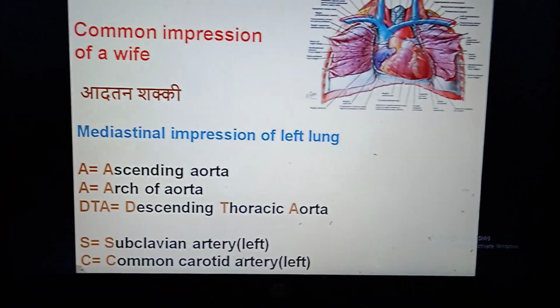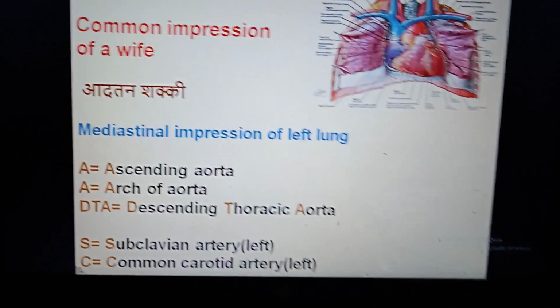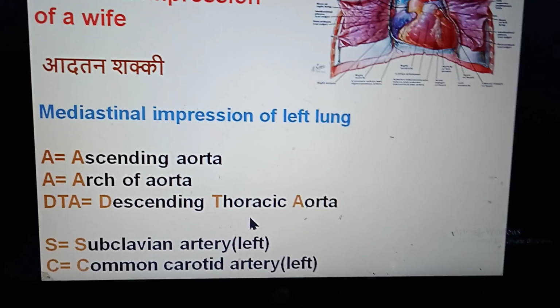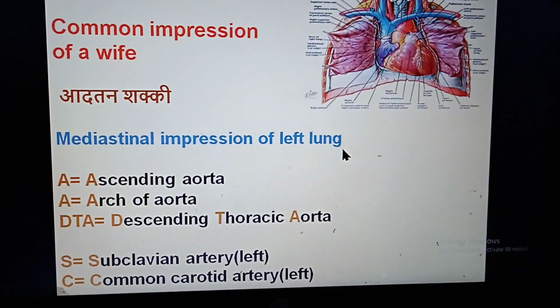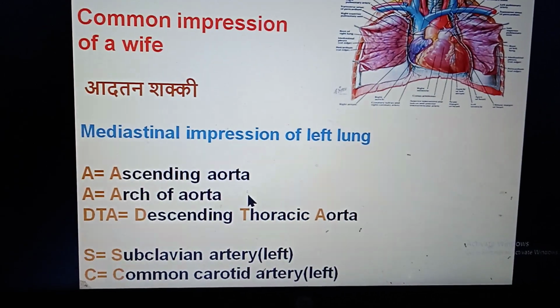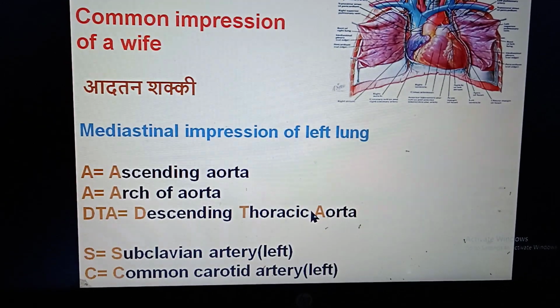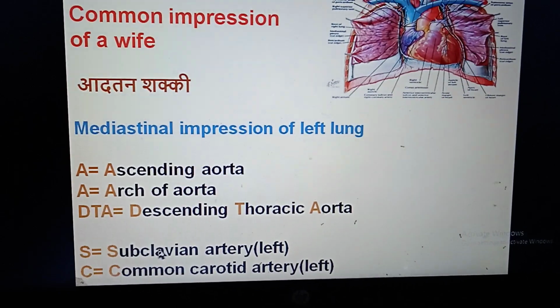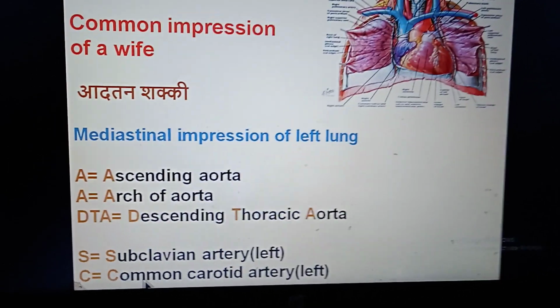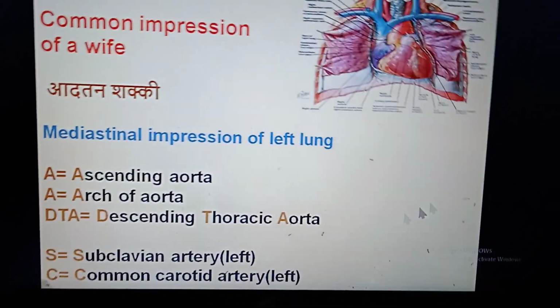Now the common impression of a wife, आदतन सक्की, always have doubt. So mediastinal impression of left lung, ADATAN, that is ascending aorta, arch of aorta, and then it becomes descending thoracic aorta. Adatan, SAKKI, that is subclavian artery, left subclavian, and common carotid, that is left common carotid.